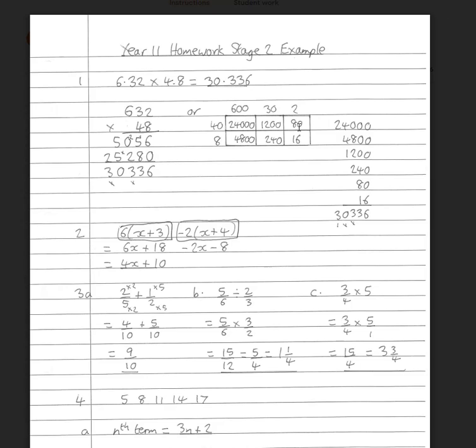2 times 40 is 80, 8 times 600 is 48 with 2 zeros, 8 times 30 goes in here, 8 times 3 is 24, add the 0, 240, and finally 8 times 2 is 16. And then all these numbers in this box, you arrange like that and you add up. You can see it doesn't really matter which way you do, you'll get the same answer.